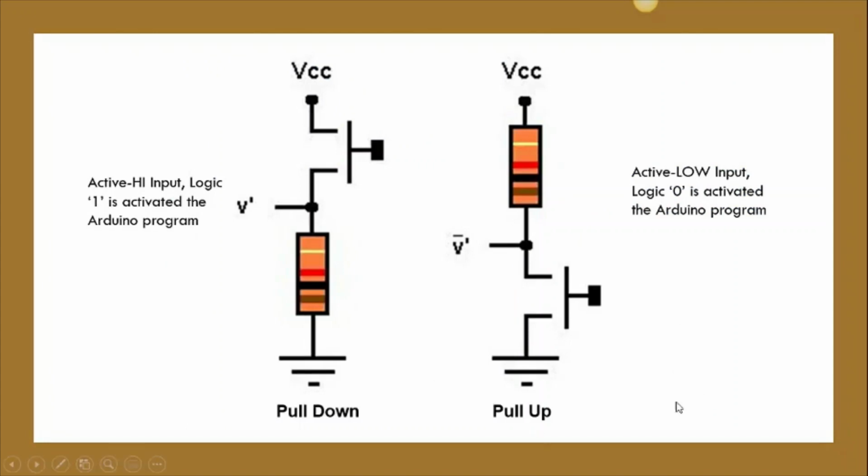normally we call pull down resistor the active high input, because it gives you logic 1 when you press the switch, while on the other hand, the pull up resistor or pull up switch is normally known as the active low input, because when you press the button you will get logic 0. So this is the difference between pull down and pull up.